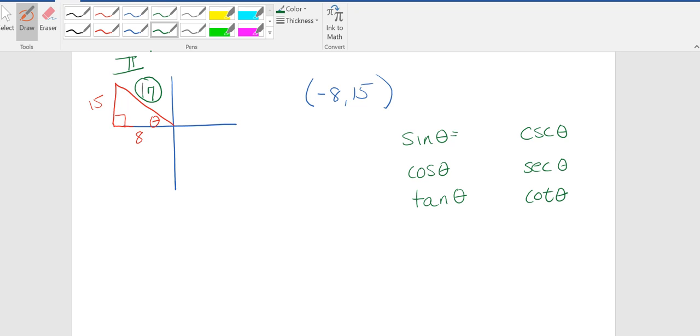So your sine is going to be opposite over hypotenuse. Your cosine is going to be adjacent over hypotenuse. And then your tangent is going to be opposite over adjacent. What you do need to keep in mind is that you're in the second quadrant, so cosine and tangent are negative. The cosecant, secant, and cotangent are just reciprocals of those functions. So once you have the first 3, you can just take the reciprocal. And there are no radicals here, so there's nothing to rationalize in this problem.